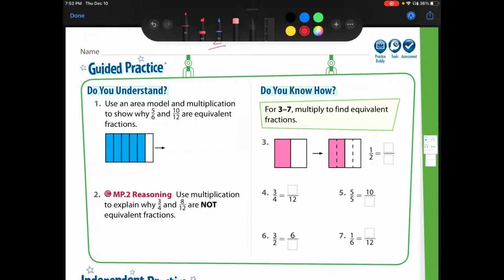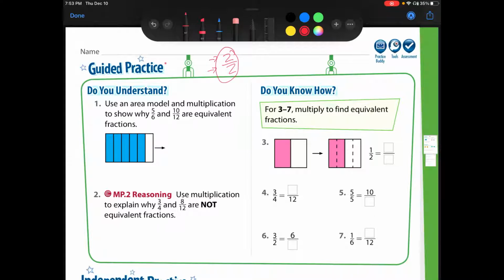And so what we're going to be doing is, whatever we do to the numerator, we have to do to the denominator. So whatever we multiply the top number by, we have to multiply the bottom number by. So it's going to look kind of like a fraction like this. And notice the top number is the same as the bottom number. Numerator is the same as the bottom.